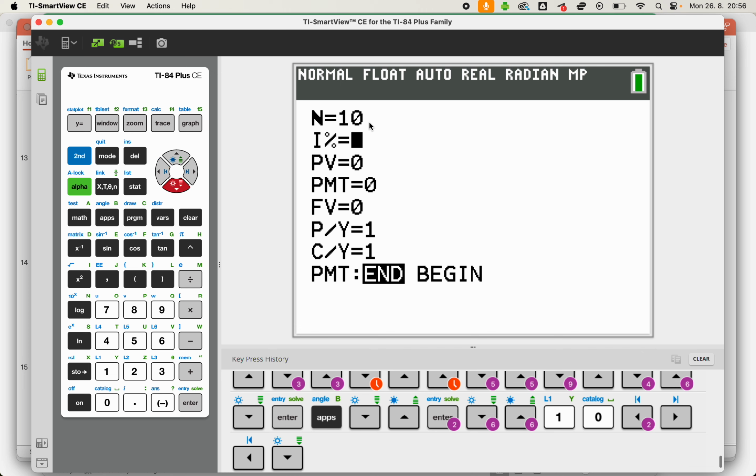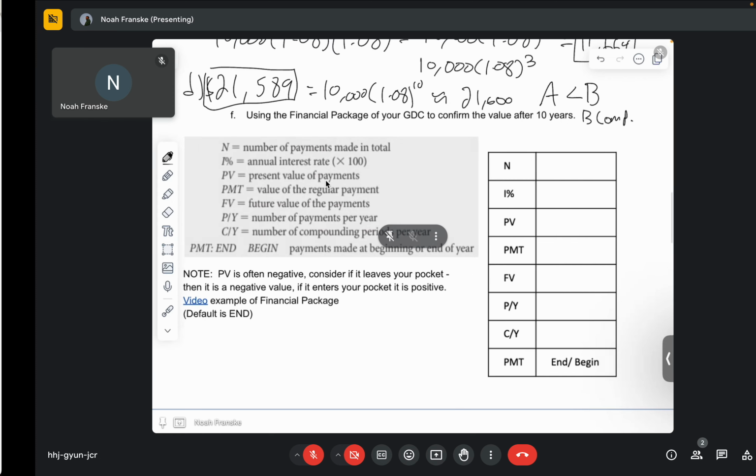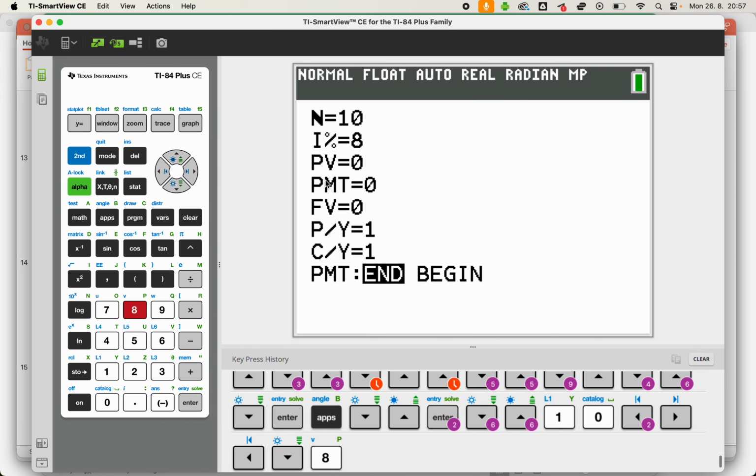I is the percent annual. We're going to say it's percent annually. So in this case, we're getting 8% annually. Notice it says times 100 here because you have to do it as a percentage. It is not 0.08. You put in 8 as in 8%. PV is the principal value.